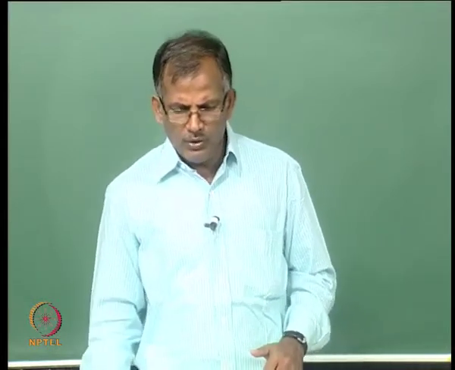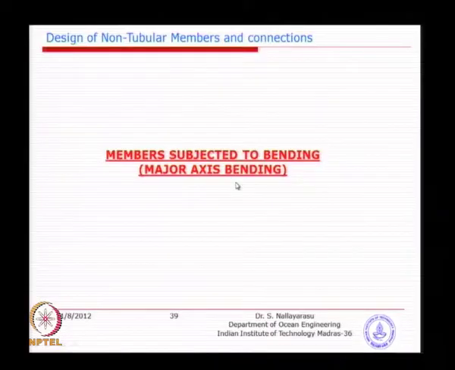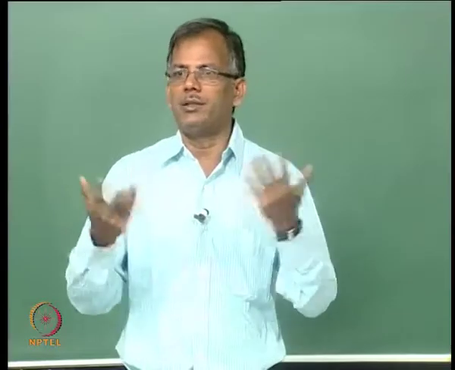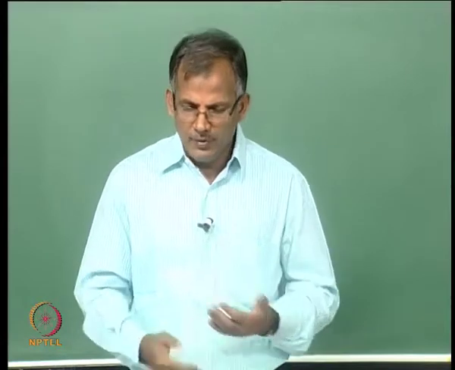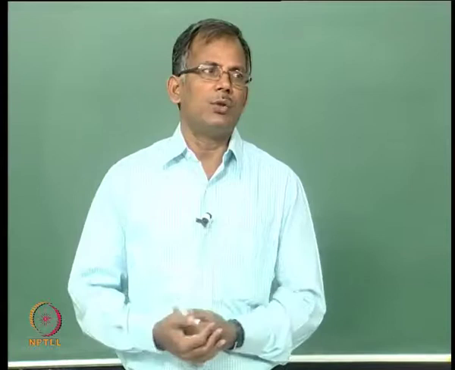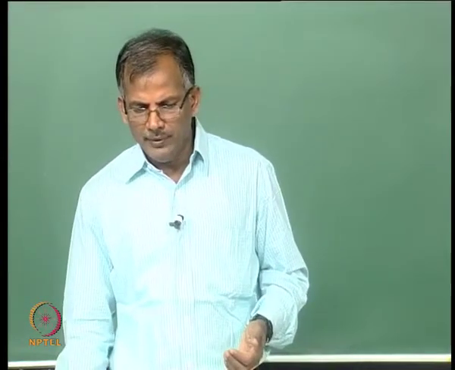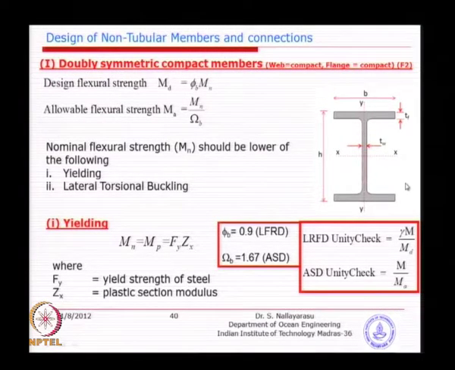The next one we are going to look at is major axis bending. For pipe sections we did not talk about major axis and minor axis, because it is a circular section with uniform properties all around. Here we do have a problem because it is not uniform throughout. The horizontal axis is normally given the notation xx, yy does not matter, and that is the major axis bending. The vertical axis is the minor axis.